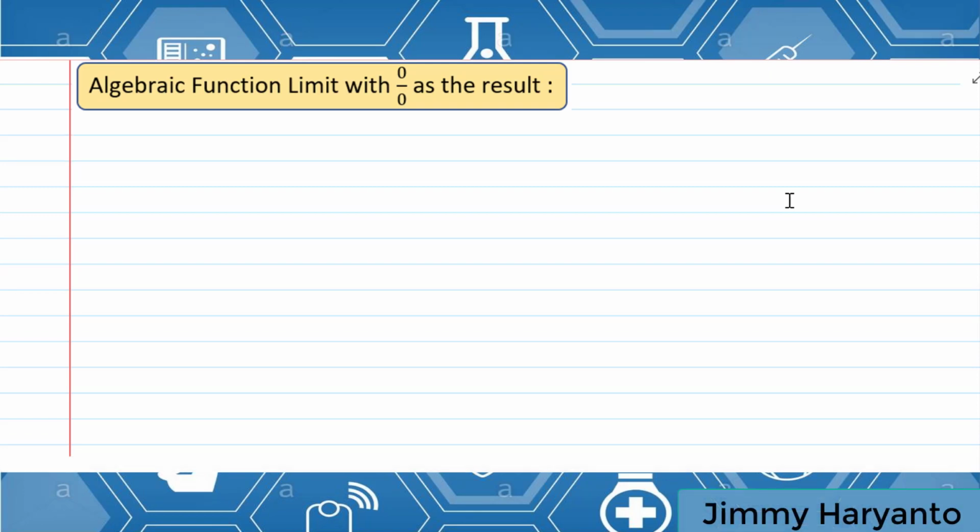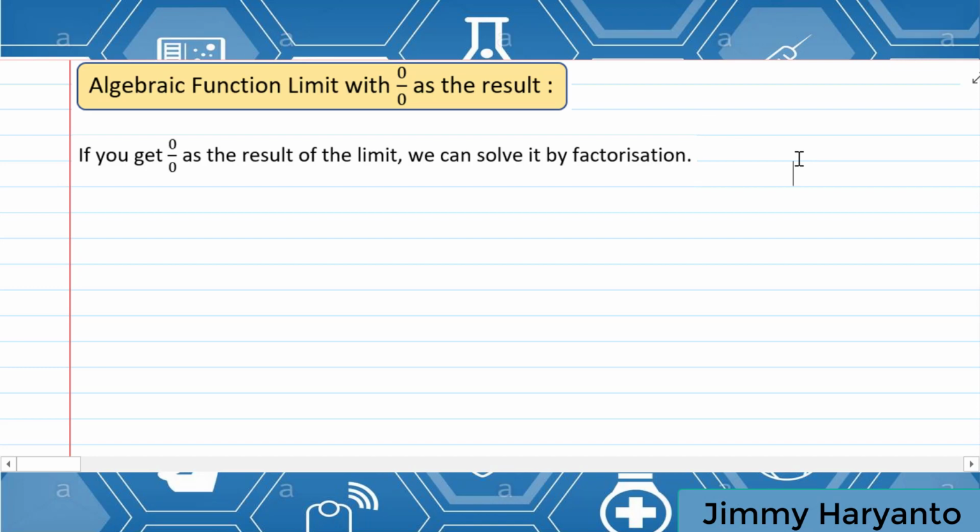What is the special form of algebraic function of limit? The special form is when you calculate the value by substituting the x and you get 0 over 0 as the result. That is the special form of limit. We cannot solve it as usual by substituting. We have to use another method. So for the 0 over 0 form, we will have to solve it by factorization. The first method is factorization.